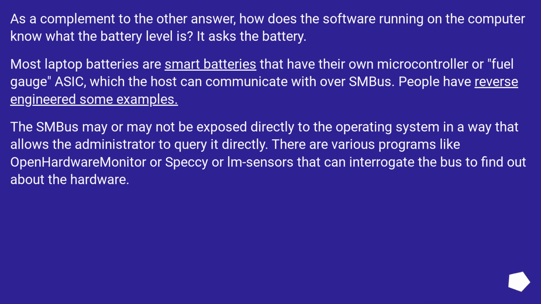As a complement to the other answer, how does the software running on the computer know what the battery level is? It asks the battery. Most laptop batteries are smart batteries that have their own microcontroller or fuel gauge ASIC, which the host can communicate with over SMBus. People have reverse engineered some examples. The SMBus may or may not be exposed directly to the operating system in a way that allows the administrator to query it directly. There are various programs like Open Hardware Monitor or SPECCY or lm-sensors that can interrogate the bus to find out about the hardware.